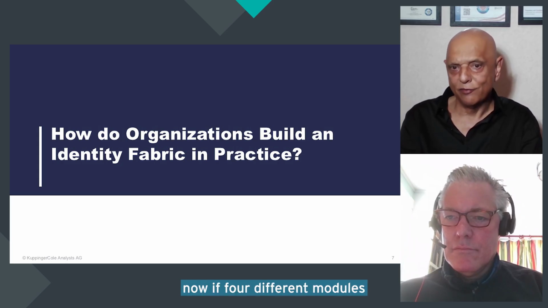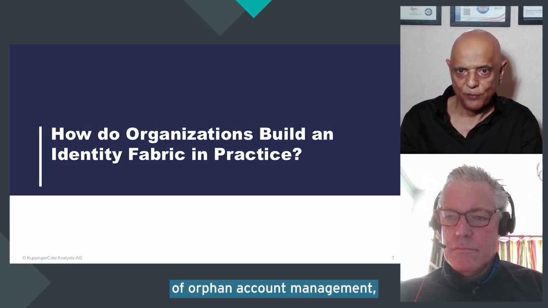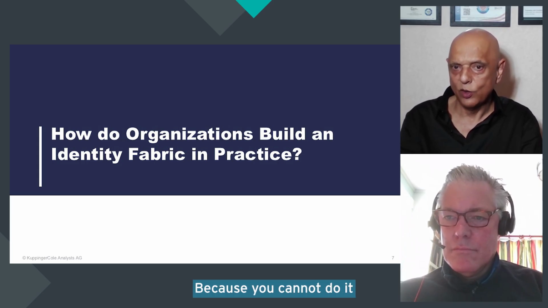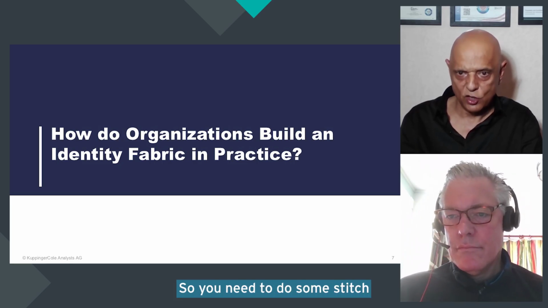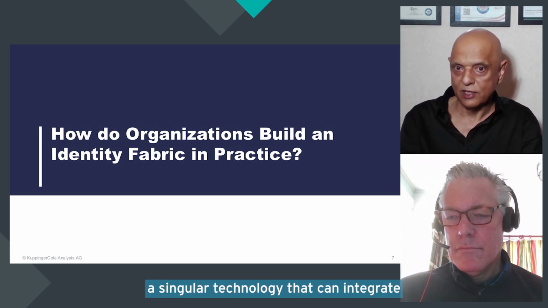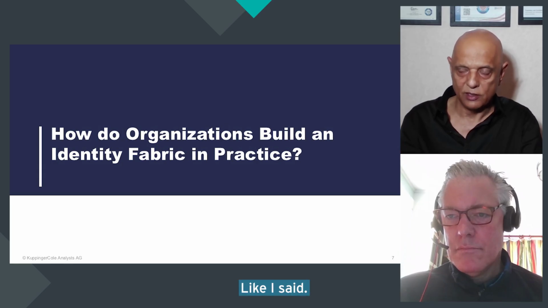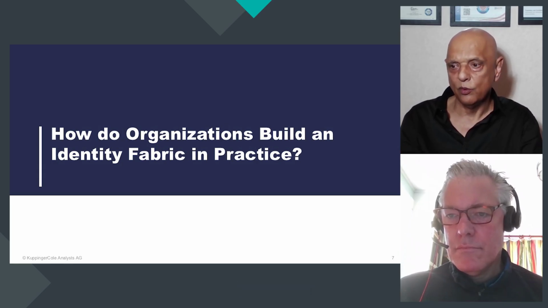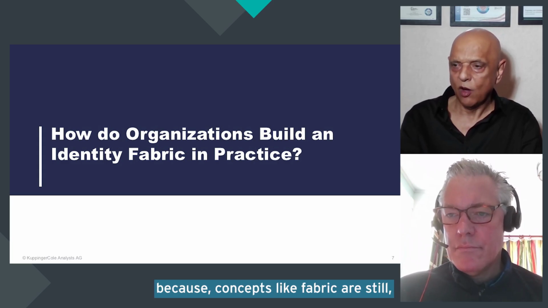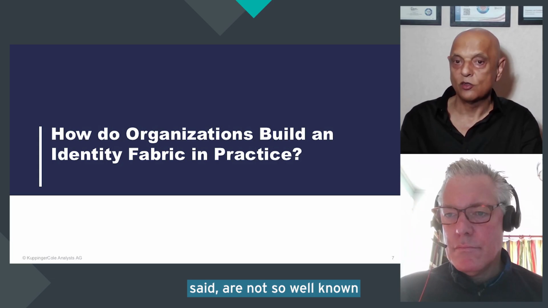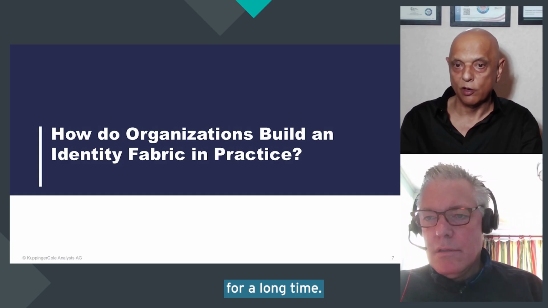Now, if 4 different modules are required to solve one problem apart from account management, then how do you do that? Because you cannot do it with 4 different pieces of software that you have procured. So you need to do some stitching, or you have to look at a singular technology that can integrate all of it, like the converged technologies that are beginning to become available, as I said. So we go from the solution angle rather than the technology angle, because concepts like fabric are still, as you rightly said, not so well known, even in organizations who have been with IAM for a long time.